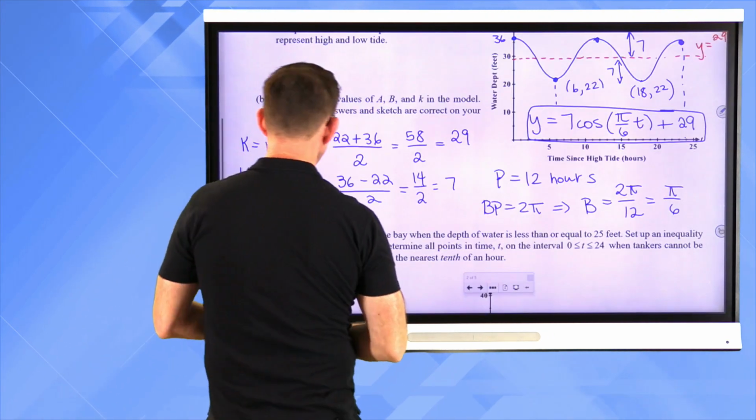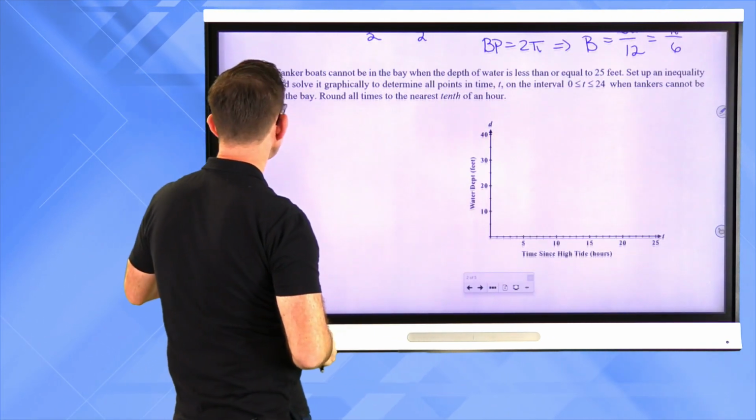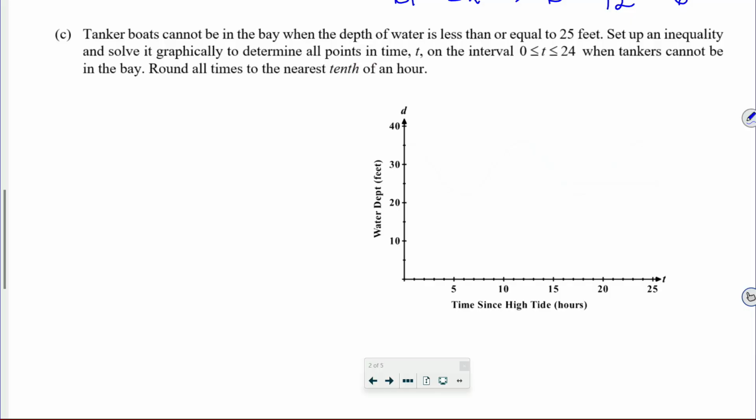We're going to bring back that graph in just a moment, but let's take a look at letter C. Tanker boats cannot be in the bay when the depth of water is less than or equal to 25 feet. Set up an inequality and solve it graphically to determine all points in time, t, on the interval 0 less than or equal to t, less than or equal to 24, when tankers cannot be in the bay. Round all times to the nearest tenth of an hour.